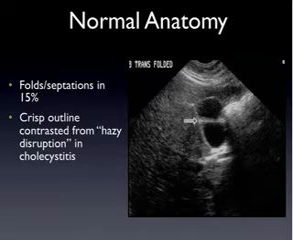The normal anatomy can also be what we would term abnormal. You can see folds, you can see septations in about 15%. This is again a normal finding. Contrast those sharp walls to that of cholecystitis, which you'll see later, where there's more wall edema and wall thickness.